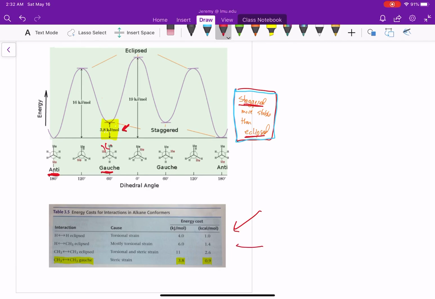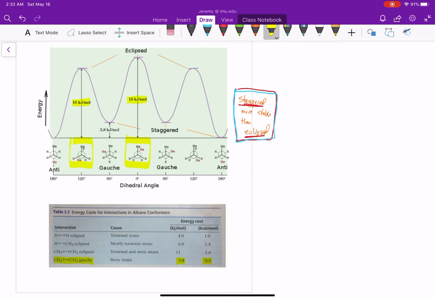And these numbers here you don't have to memorize. Obviously, all of our assessments will be open notes, but you don't need to memorize. If you ever need to use these numbers, I'll give them to you. But let's look at the eclipsed energies. Let's see if we can calculate why this particular Newman projection is 16 kilojoules per mole and why this particular one is 19 kilojoules per mole.